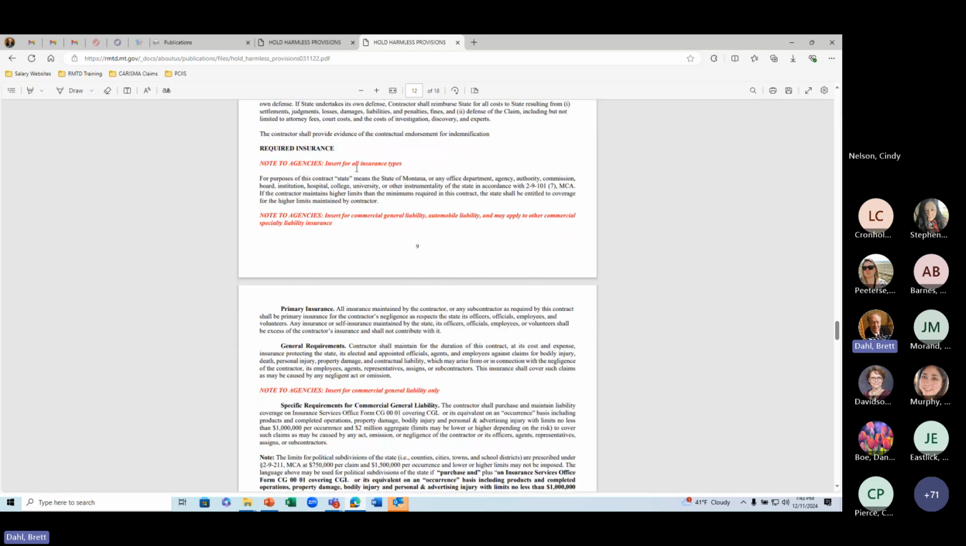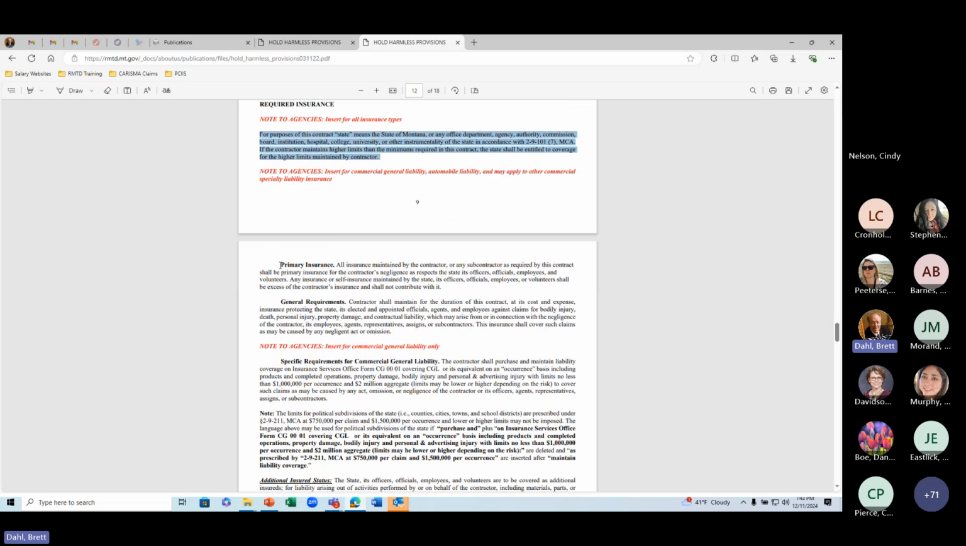For all insurance types, this required insurance, this phrase: for purposes of this contract, the state means the state of Montana or any office, agency, department, commission, instrumentality. What's in some disagreements, what contractors have tried to do is say, just use the state of Montana or just use your agency, hold harmless Department of Public Health. If this is in the contract, it's clear that you are part of the state and that this is applying to everyone in accordance with our statutes, 29101 sub 7.